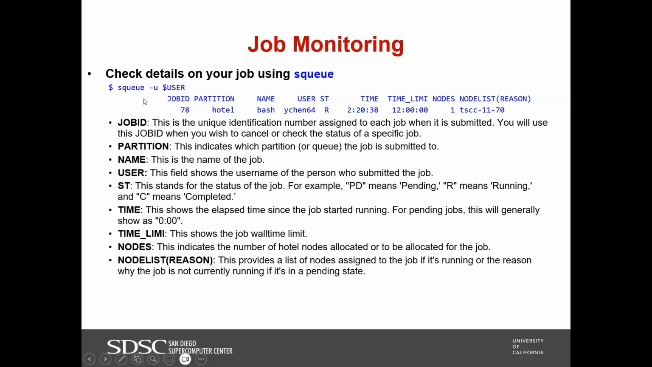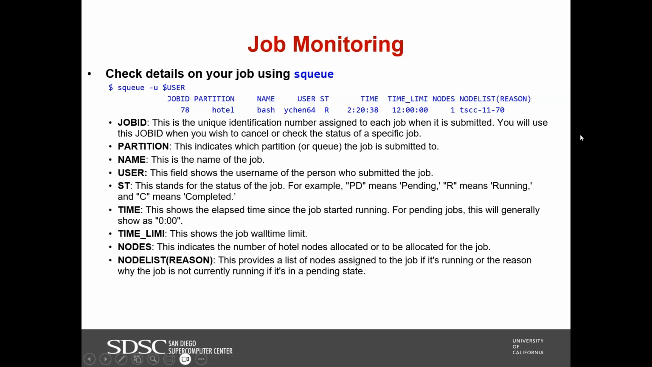After you run this SQ command with your username, you can see how many jobs are submitted, are running, which partitions the jobs are submitted to, and what's the status. And if it's running, you will see the R under the status, and how much time it has been running, what's the time limit, and what's the node running your job. So you can get very detailed information about your submitted and running jobs.